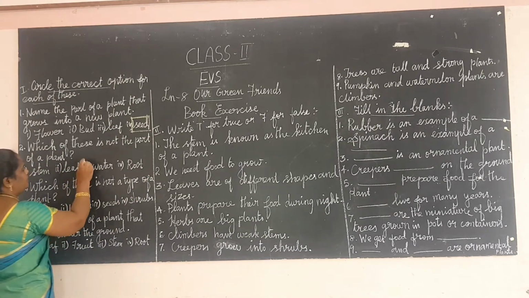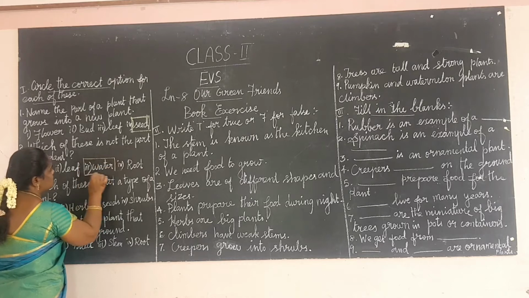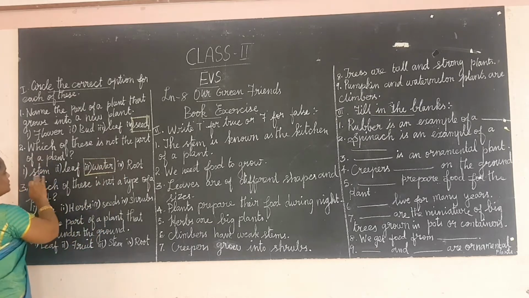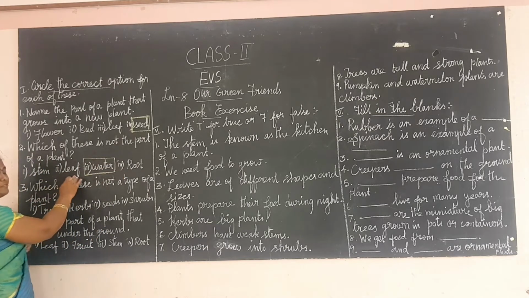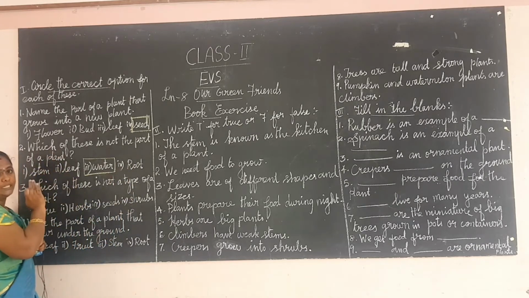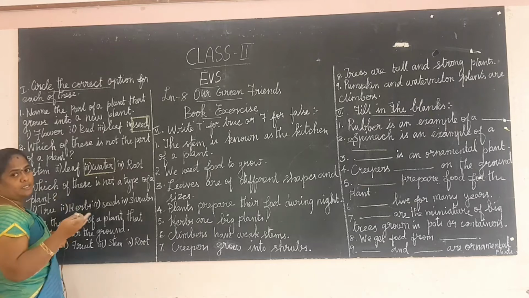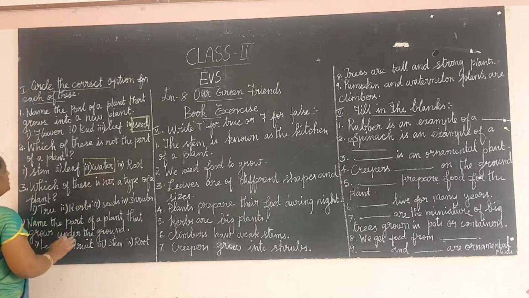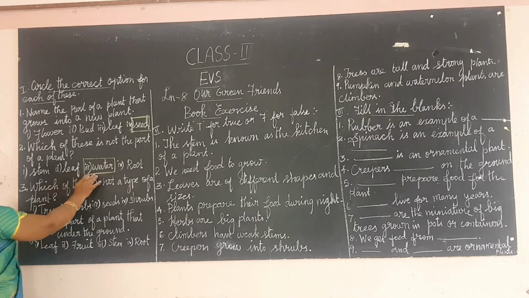The third one, water. Water is not a part of the plant. Stem is one of the plant parts, leaf is one of the plant parts and root is one of the plant parts, except water. So water alone is not a plant part. So this answer is water.